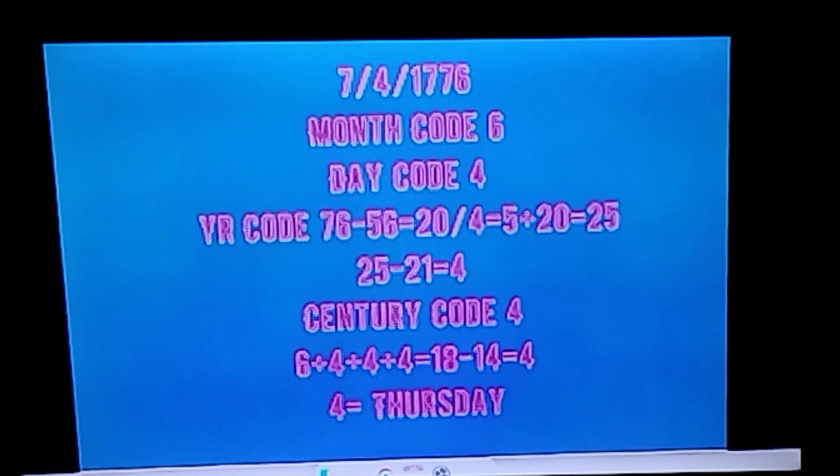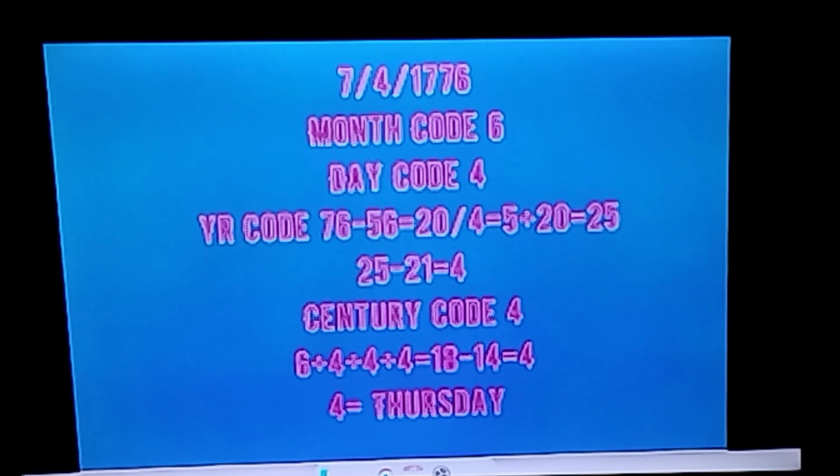The year code, to get the year code, we take 76 minus 56. And the reason why we use 56 is because it divides evenly by 4 and 7. We get a 20, we divide 4 into 20 because we just broke it down to smaller division, but we've got to still figure out how many leap years are in 20. So 20 divided by 4 is 5. We add that back to 20, we get 25, and then we can either divide by 7 or subtract multiples of 7, and we get a 4. And then our century code is 4.